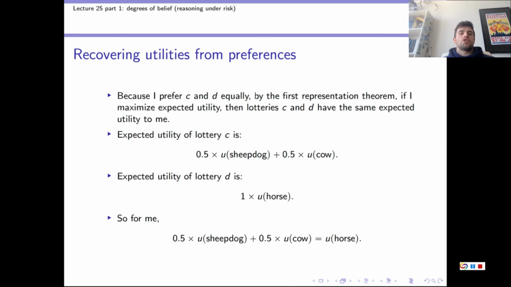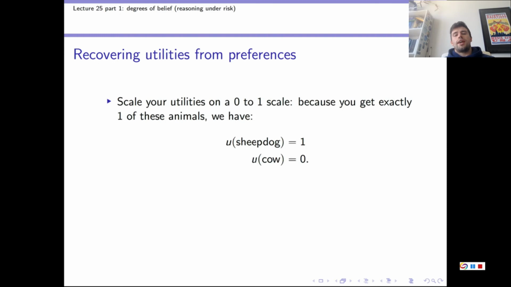Now, because my decision problem is structured so that I end up with exactly one of these animals, what we can do is scale the utilities and put them on a scale from 0 to 1. This simplifies things for us. So we'll say that U of sheepdog is 1 because that's the thing I wanted the most, and U of cow is 0 because that's the thing I wanted the least.